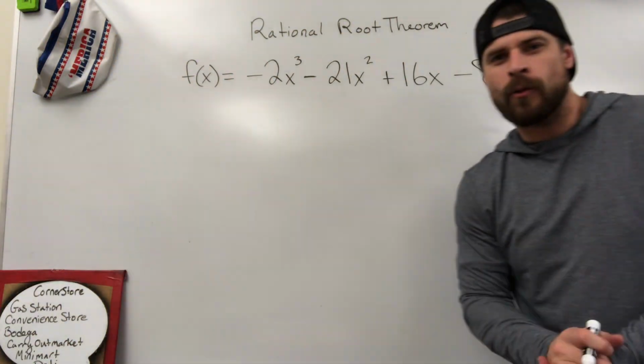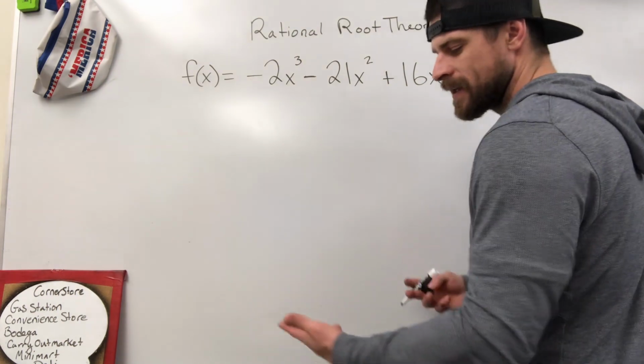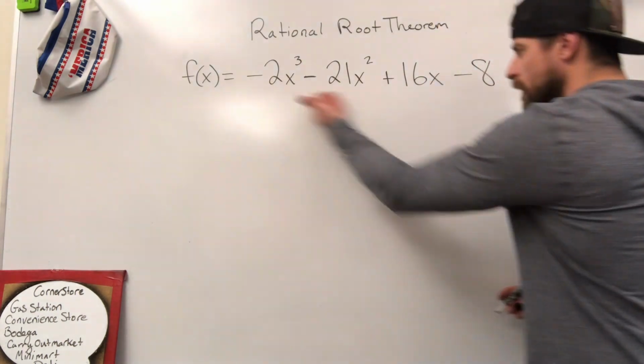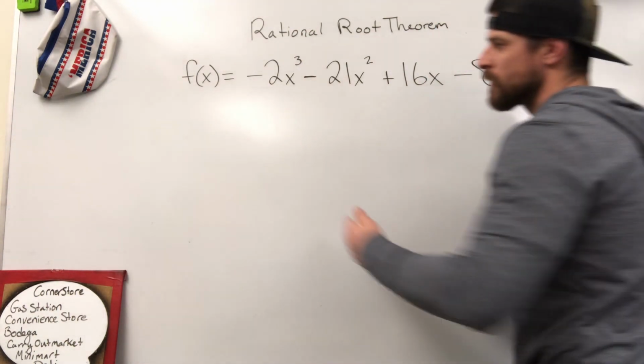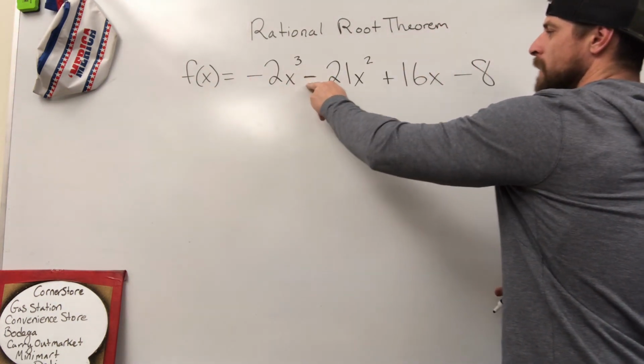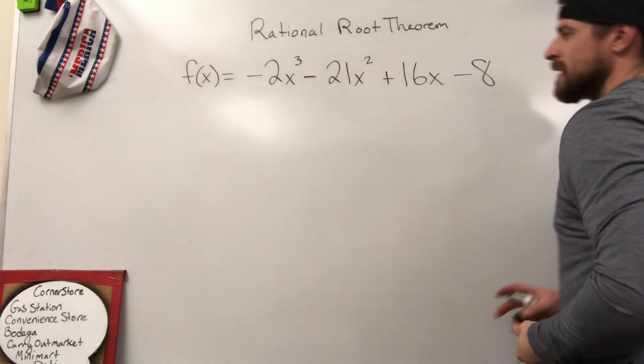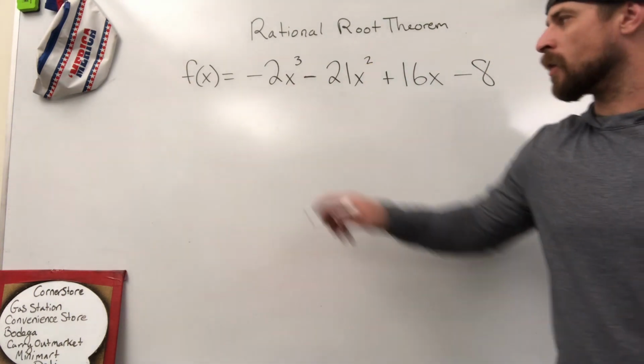All right, let's jump into what's called the rational root theorem. This is just going to give us our possible candidates for rational roots of the given function. So what's the function we're dealing with? F of x is equal to negative 2x cubed minus 21x squared plus 16x minus 8. So where do our eyes need to go?